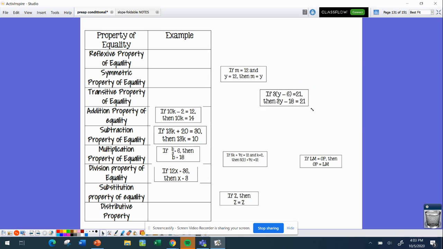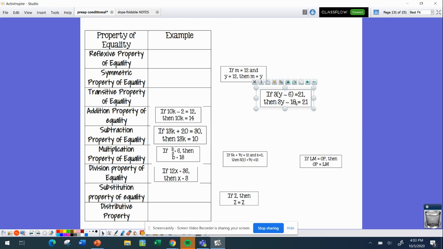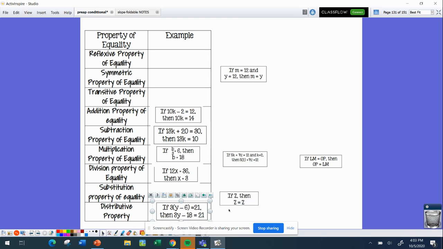If 3 times (y minus 6) equals 21, then 3y minus 18 equals 21. We ended up multiplying 3 through the parentheses, also known as distributing. So that's an example of the distributive property of equality.